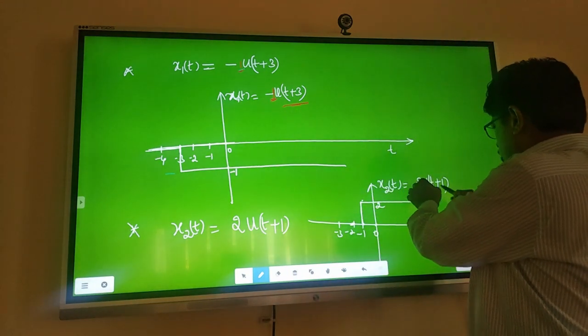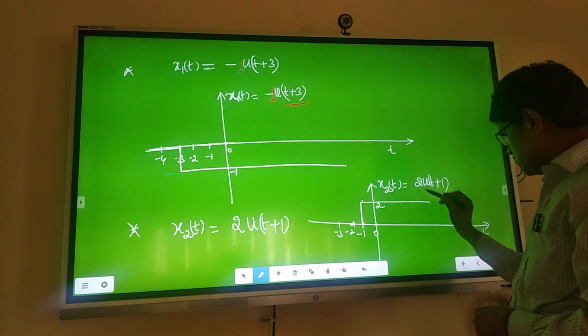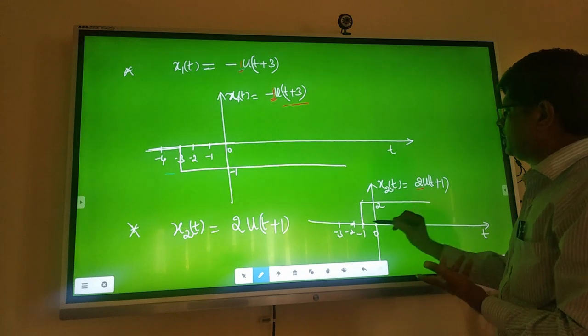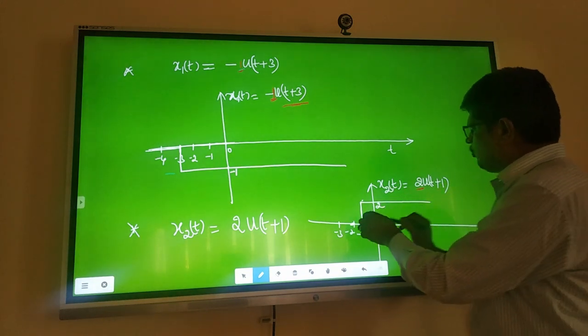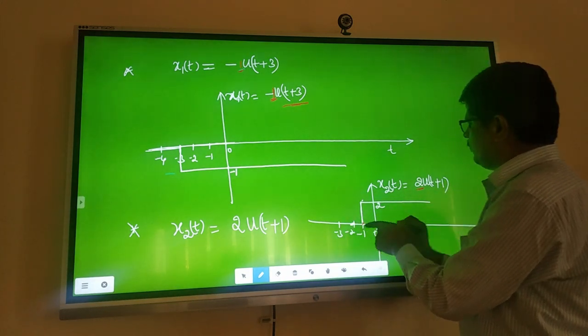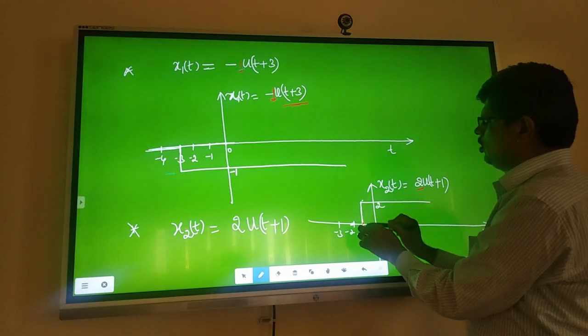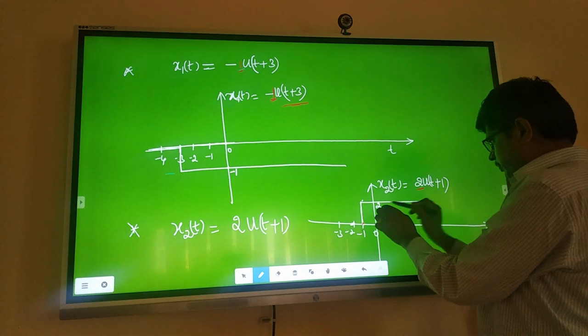Similarly, x2 of t is 2 into u of t. This full signal has amplitude scaling of 2, and it is advanced by 1. It starts from minus 1, an advanced signal: instead of starting at 0, it starts 1 second early, with an amplitude of 2.